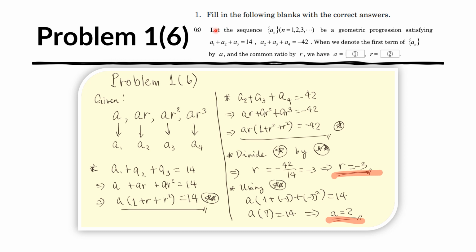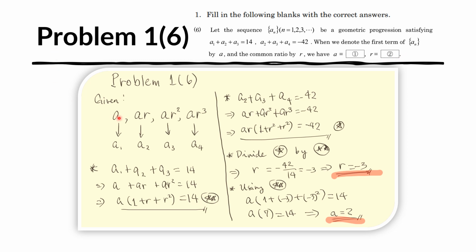Question 6. Let the sequence a sub n be a geometric progression satisfying a sub 1 plus a sub 2 plus a sub 3 equals 14 and a sub 2 plus a sub 3 plus a sub 4 equals minus 42. When we denote the first term of a sub n by a and the common ratio by r, we have a equals blank and r equals blank.